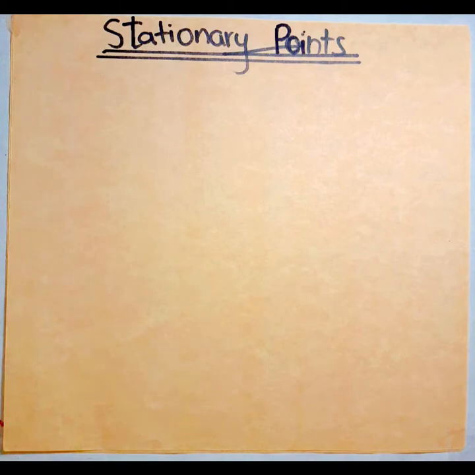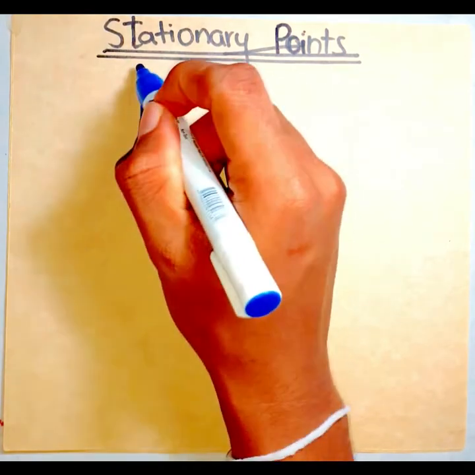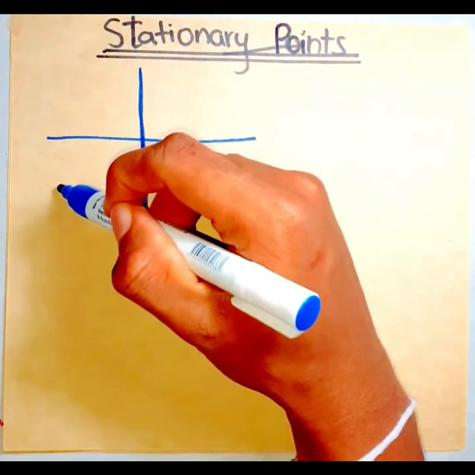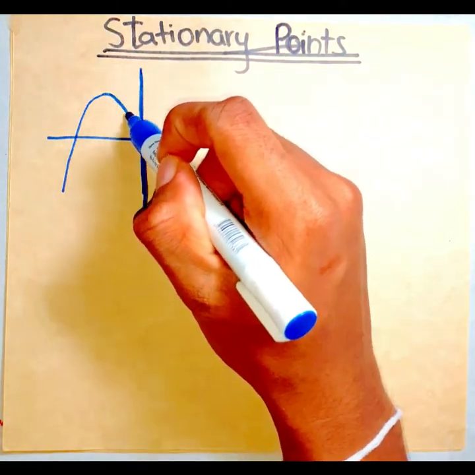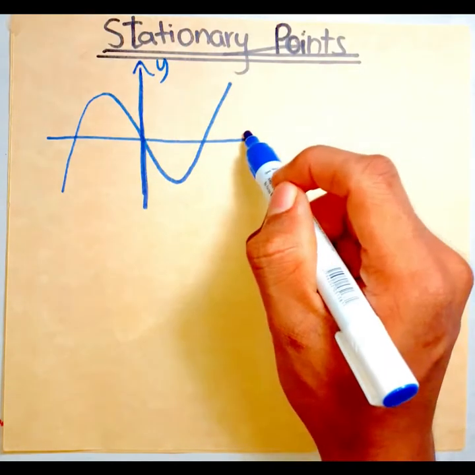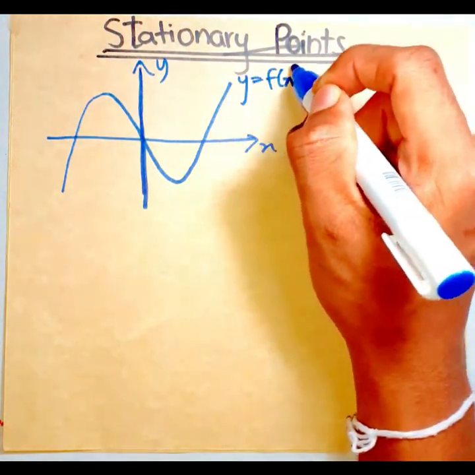So now we'll be looking at the topic of stationary points, where we analyze a graph of y equals f(x) and we see how tangents and differentiation can be linked. So firstly we'll be drawing a basic graph. If we have a graph like that, which goes like that, so this is the y-axis and this is the x-axis, we'll assume this is y equals f of x.